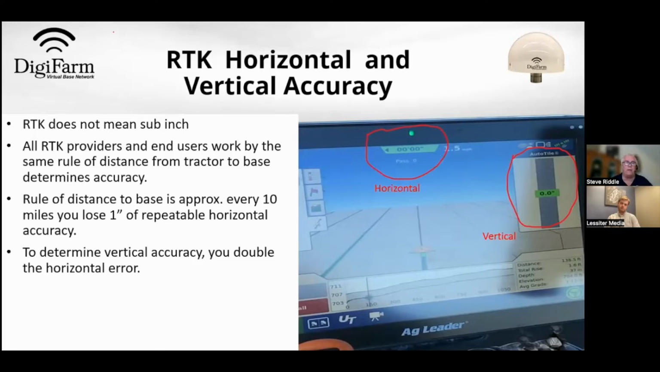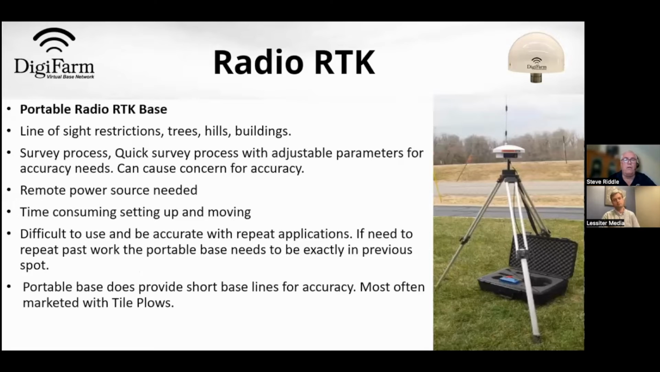Now, pass to pass may be a tad bit better than that, and you're sitting there looking at 0.0 accuracy or a whole lot less. But again, that's repeatable. The first type of RTK I want to talk about is the portable radio base.